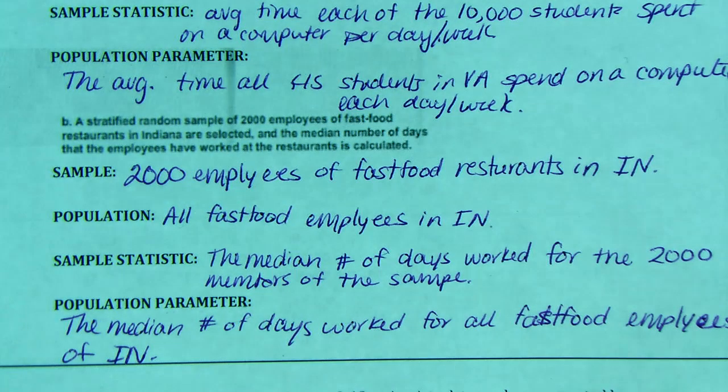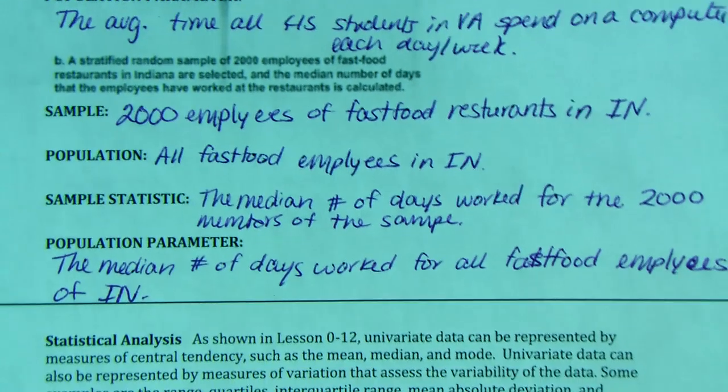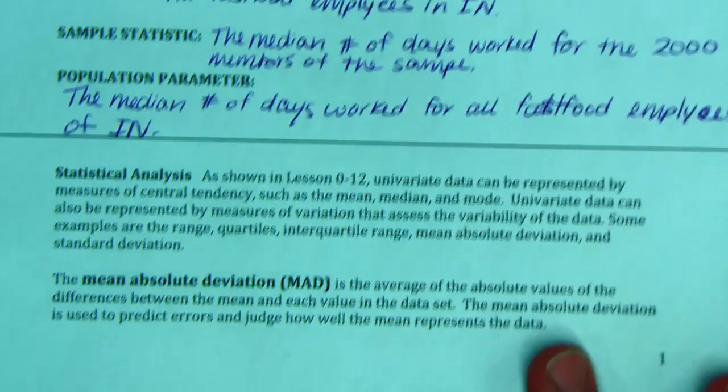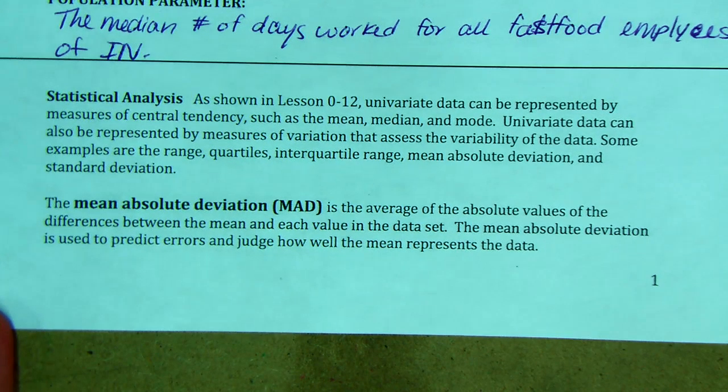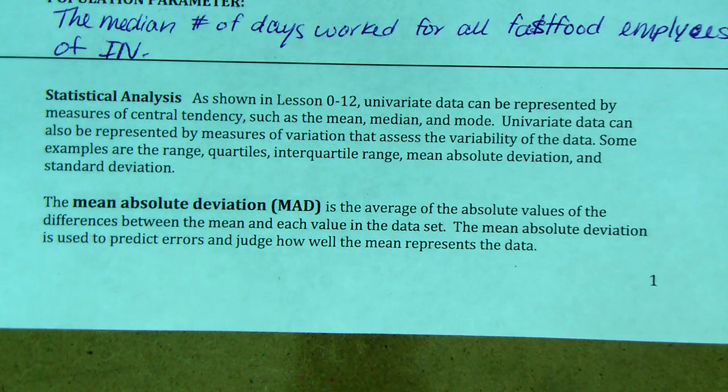So moving on, what kind of statistics? We're going to be more specific, and we're going to talk about statistical analysis. Way back at the beginning of the year, you probably don't remember, but we talked about univariate data, measures of central tendency, mean, median, mode. We talked about it in the last lesson too. Univariate data can also be represented by variation to assess the variability, meaning how much the numbers vary. So we can talk about it using a range, quartiles, interquartile range, mean absolute deviation, and standard deviation.